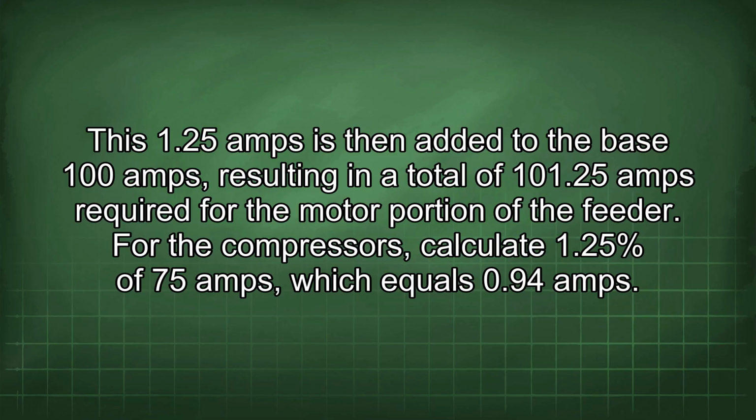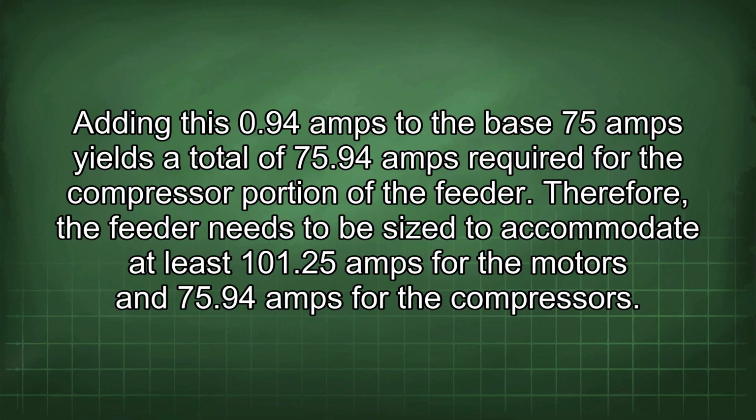For the compressors, calculate 1.25% of 75 amps, which equals 0.94 amps. Adding this 0.94 amps to the base 75 amps yields a total of 75.94 amps required for the compressor portion of the feeder. Therefore, the feeder needs to be sized to accommodate at least 101.25 amps for the motors and 75.94 amps for the compressors.